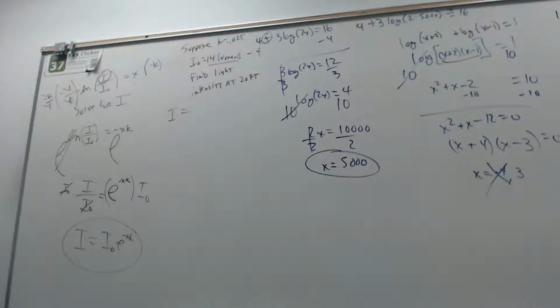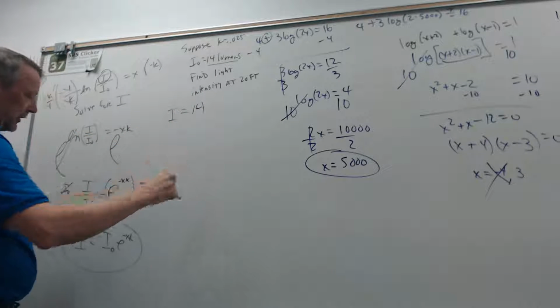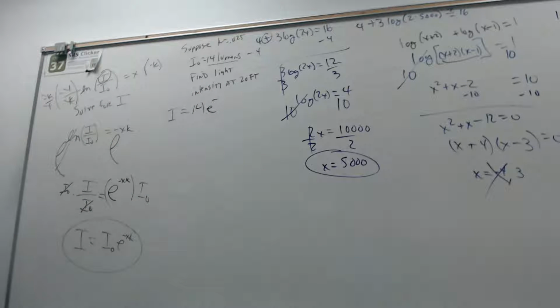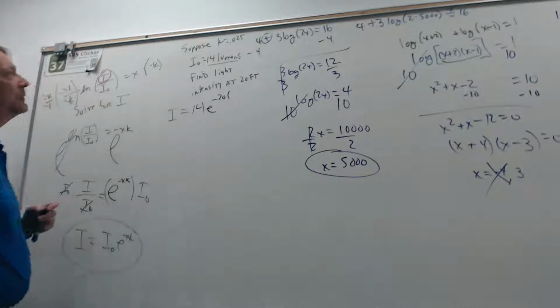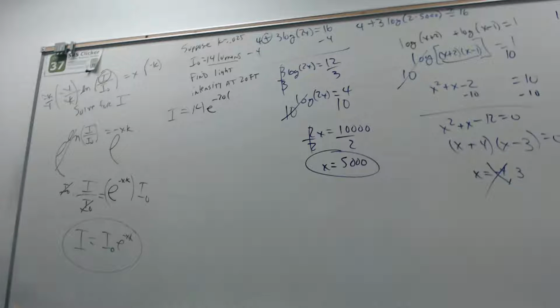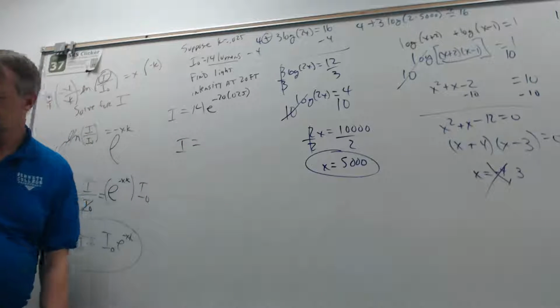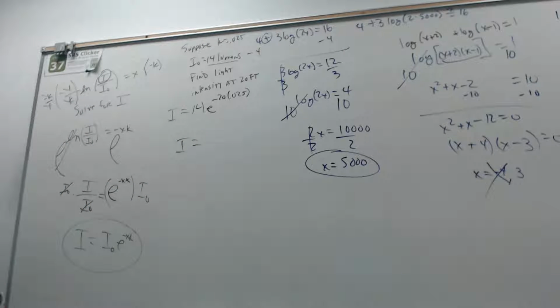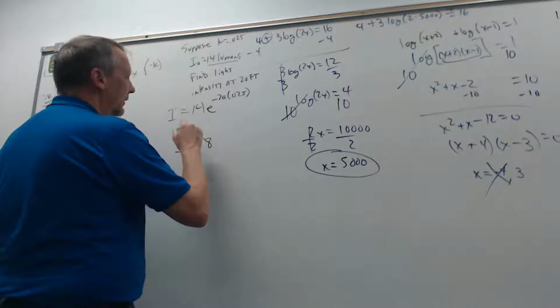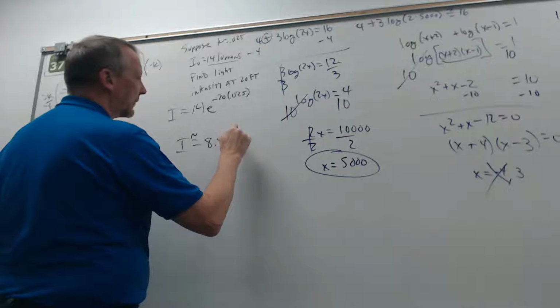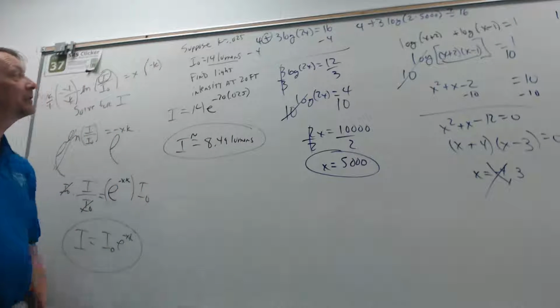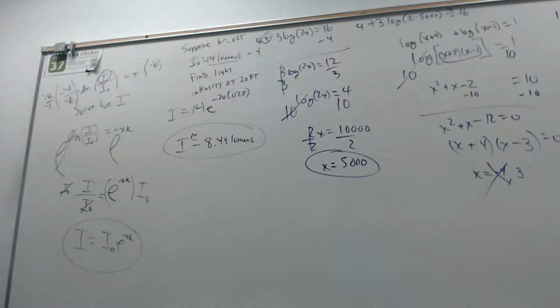What's I naught? 14 lumens. E to the minus. What's x? Is that 20? 20 feet. Oh, yeah. 20. Times K, which is 0.025. And as everybody knows, the answer is 8.49 approximately lumens, which means it's about almost half as much light as it was at the surface.